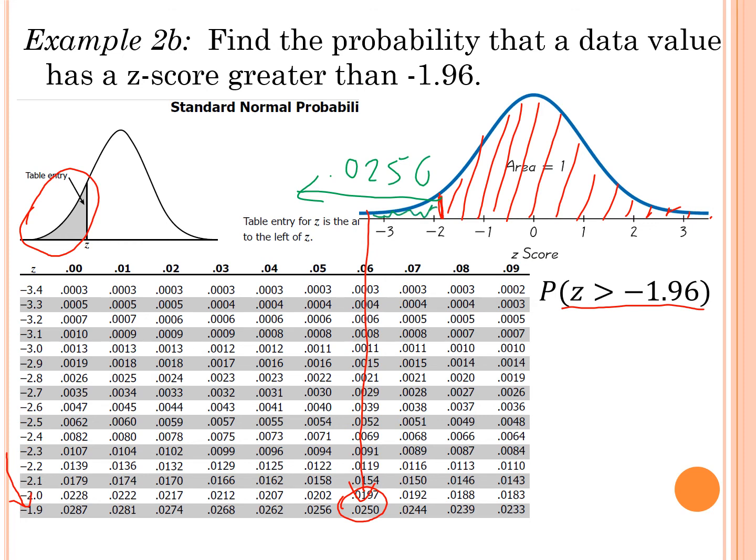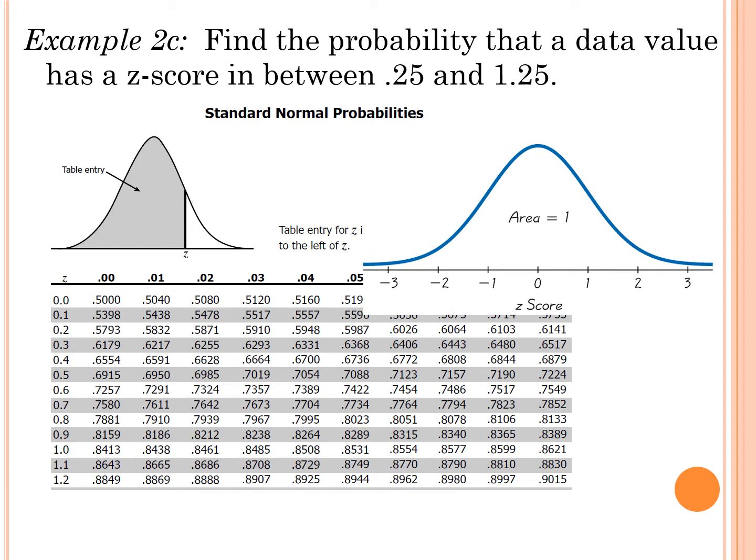Okay, but we want the red section that's to the right of that. So what we have to do, since this curve totals 100%, we're going to do 1 minus what the table gives us. All the elements in this table are the values to the left, the area to the left of that z-score. Okay, that'll give us the area to the right once we subtract it, and we get 97.5% of our values are to the right of that z-score.